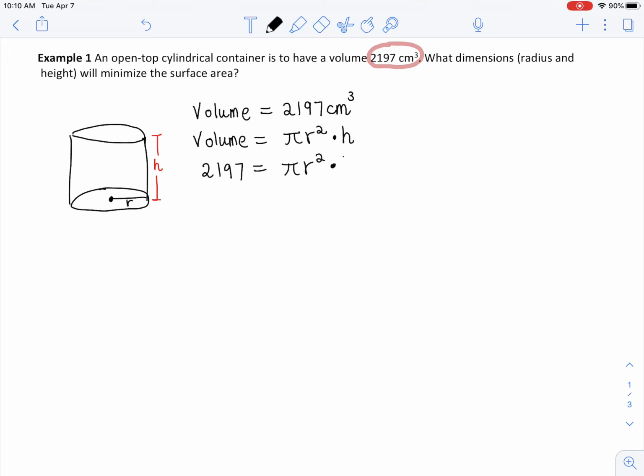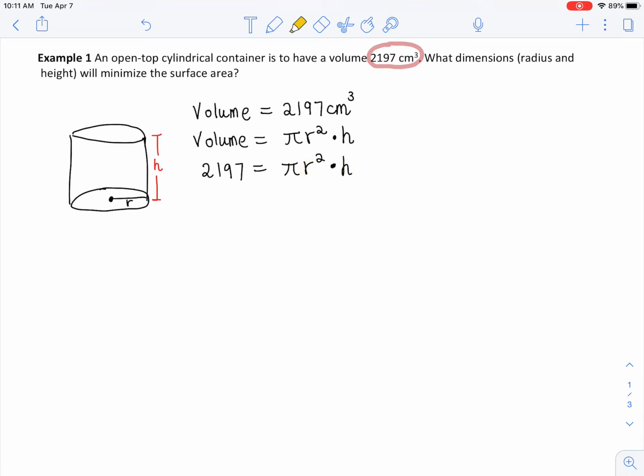Now what we know is that this is equal to 2197. Pi r squared h. So that's what we are given. That's the only thing that we know about the cylinder. But notice we got two unknown variables. Let me circle these unknown variables. Guys, pi is just a number. Pi is 3.14, so that's not a variable. But we don't know what r is, and we don't know what h is.